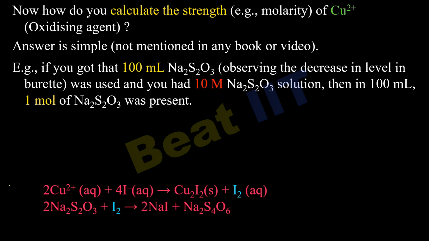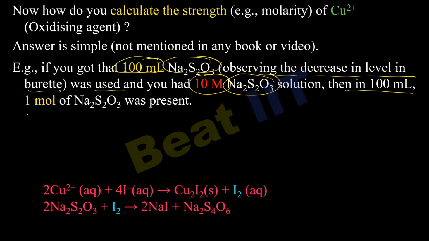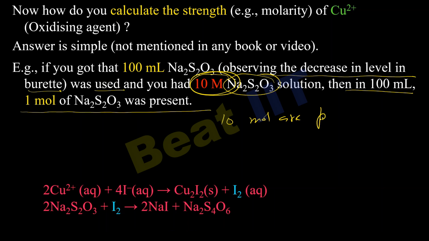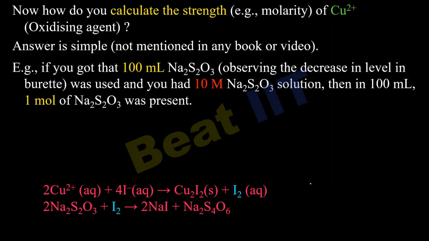So for example, suppose by observing the decrease in the level of the burette you found that 100 milliliters of Na2S2O3 was used, and the molarity was 10 M. Then in 100 ml, 1 mole of Na2S2O3 was present. If the molarity is 10 M, it means 10 moles are present in 1 liter of solution. But we have only 100 ml. 100 ml means 0.1 liter. So in 0.1 liter, it will be just 1 mole. Unitary method I am applying here. So we get the amount of sodium thiosulfate used.